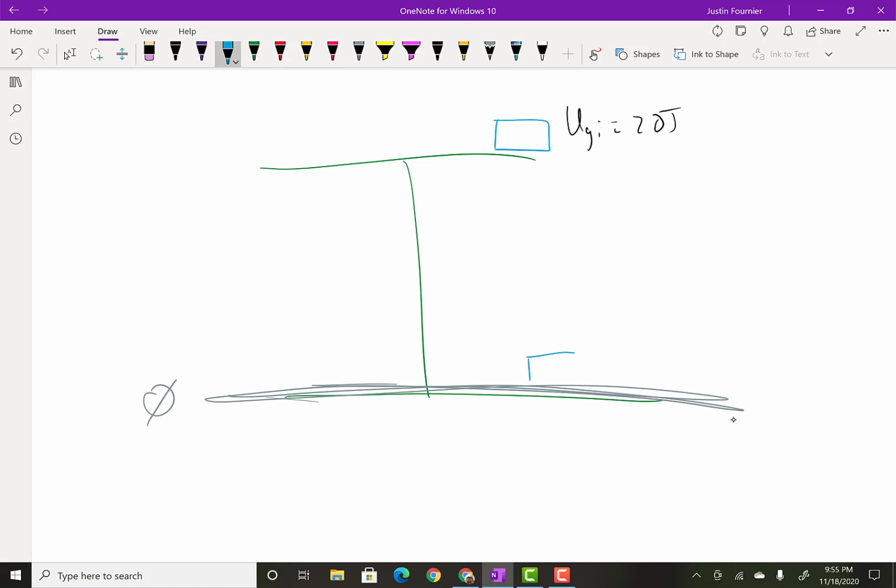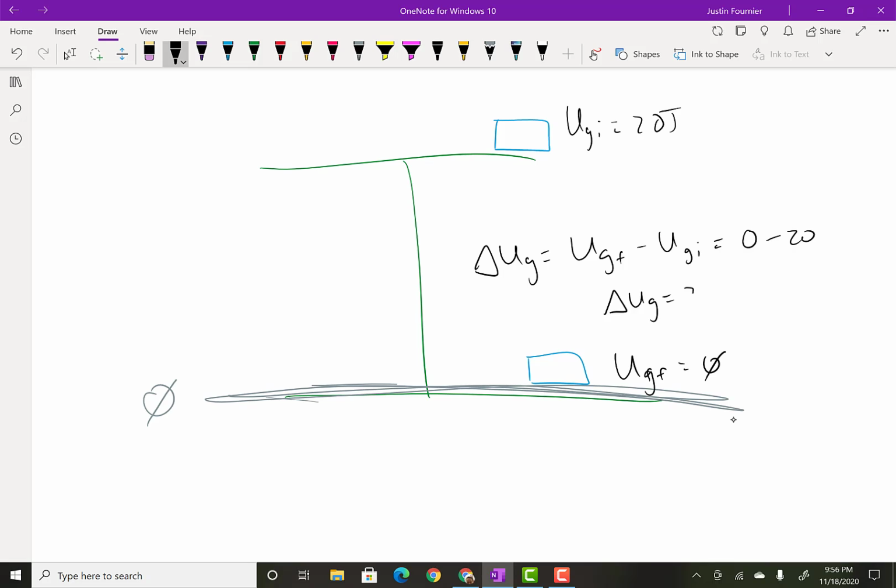So, okay, when the cell phone's up here, it's got 20 joules of potential energy. But then I take my cell phone and I bring it down here. And at the end here, the final energy is going to be 0 joules of potential energy. So then I could say, okay, what's the change in gravitational potential energy? Well, that's going to be the final gravitational potential energy minus the initial gravitational potential energy. Well, that's going to be 0 minus 20. So my change in gravitational potential energy would be negative 20 joules.